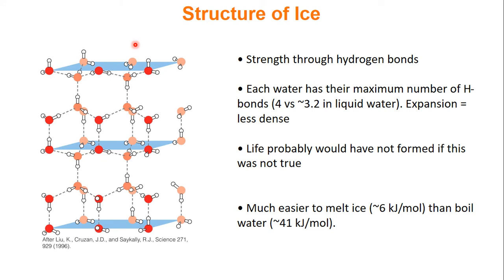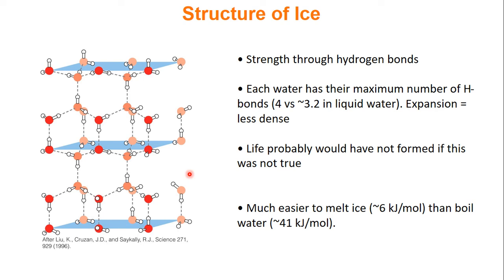Talking about water some more, let's talk about ice. Ice is a solid structure, and the strength for the structure comes through hydrogen bonds. In ice, you have water molecules that have their maximum number of hydrogen bonds, 4 each, 2 for the oxygen and 2 for the hydrogen. When this happens, you form a crystal lattice structure as shown here. So ice is just a repeating structure of hydrogen bonds.